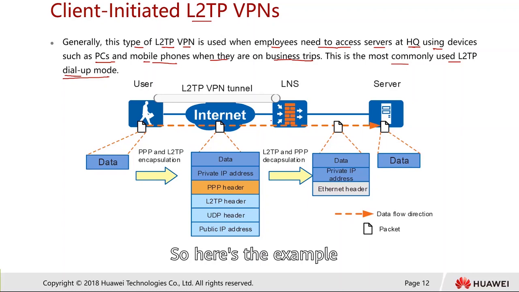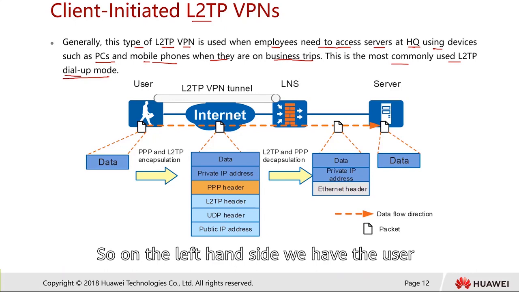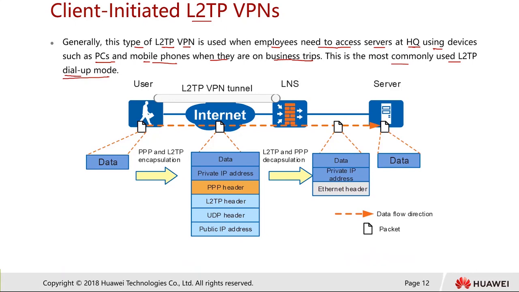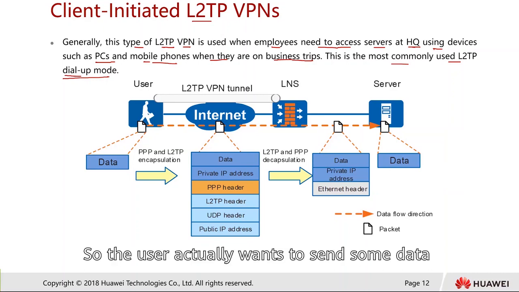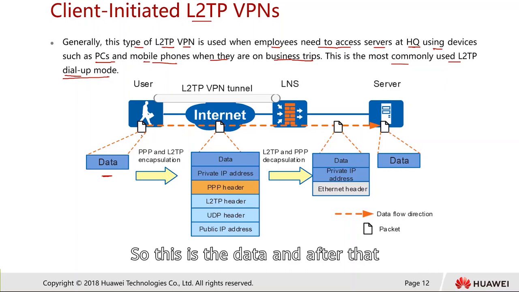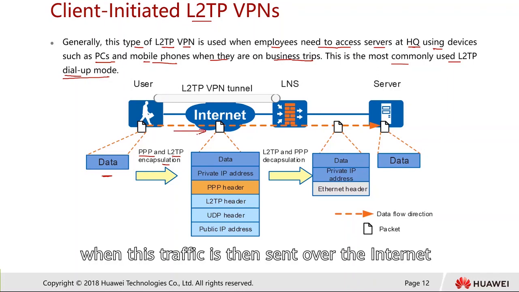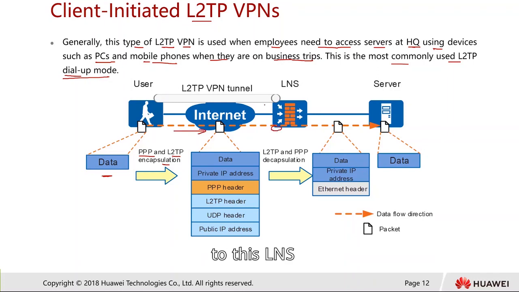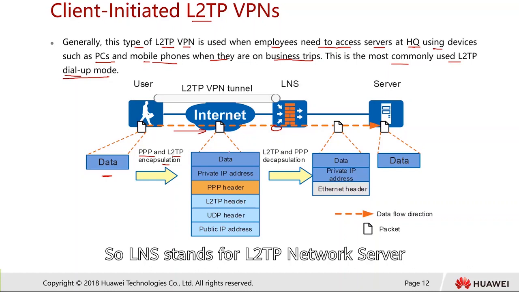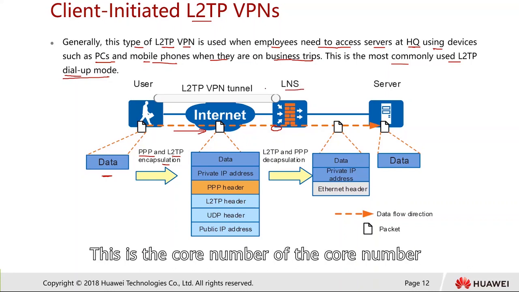Here's the example. On the left-hand side we have the user, and the user wants to send some data. The data will be encapsulated with the PPP header, and on top of that it will be encapsulated with the L2TP encapsulation header. So there are two headers encapsulated. Now when this traffic is sent over the internet to the LNS, which is the HQ point, LNS stands for L2TP Network Server. This is an acronym of an acronym.